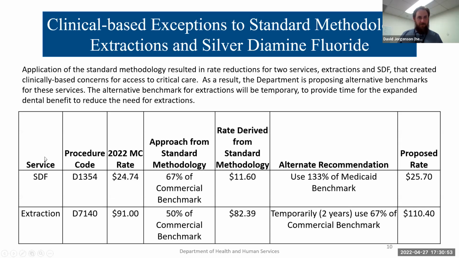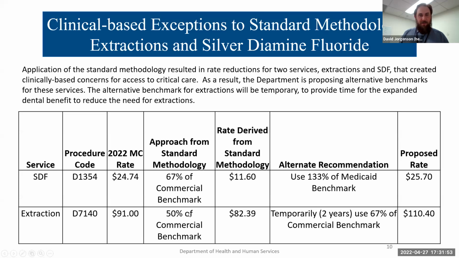So just to walk you through those two exceptions, the standard methodology for silver diamine fluoride would have had us using the 67% of the commercial benchmark that was available, and the benchmark appeared reliable from the data, but it would have cut the rate more in half. And as a preventive service that may delay or reduce the need for extractions, we determined it was appropriate to use the Medicaid benchmark. And as a priority service, it was 133% of the Medicaid benchmark. That recommendation brought us to $25.70, so just a small increase above the current rate.